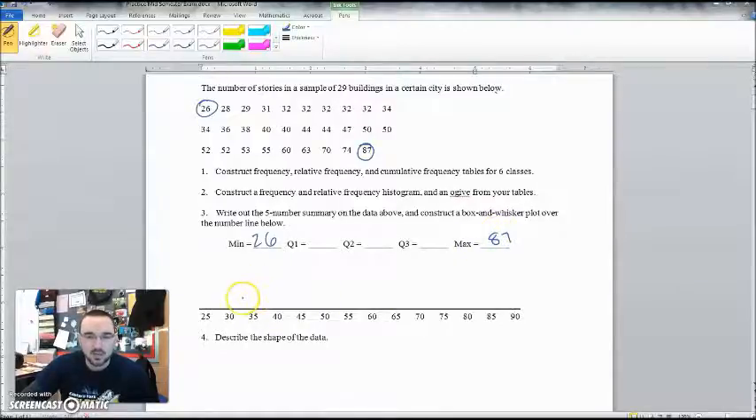And we are going to go ahead and plot these points, so I'm going to come down here to 26. And these are the ends of our whiskers. And then we have 87 up here. Okay, now we have to do Q1, Q2, Q3.